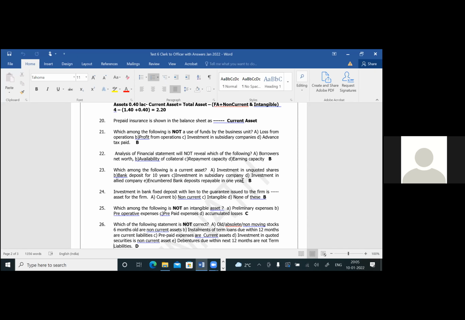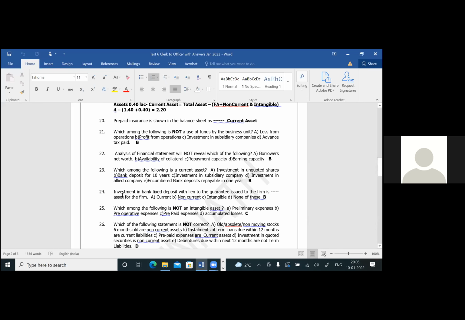Bank deposits for 10 years. What we generally saw is that a current asset is something we will get within 12 months. But in the case of bank deposits, even though it is more than 12 months, even though it is 10 years or 8 years, since premature closure is permitted, we bring all bank deposits irrespective of the maturity under current assets unless they are encumbered to some loans. Okay, sir. Question number 23, answer is B.